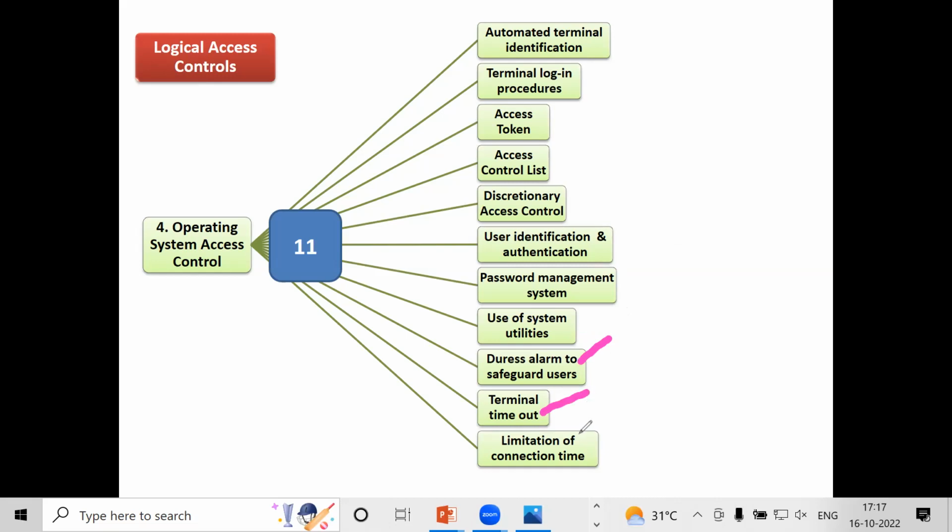Terminal timeout. If a terminal or a computer is not used for 5 minutes or 10 minutes, you set the time, and automatically it will be turned off. Limitation of connection time is similar to that, but a little different. How? When a person is logging into internet banking, he can continue his operations, let us say, up to 3 minutes only. Within that, he has to execute the operation. Or else, after the completion of 3 minutes, automatically it will be logged out. So you have to log in again.